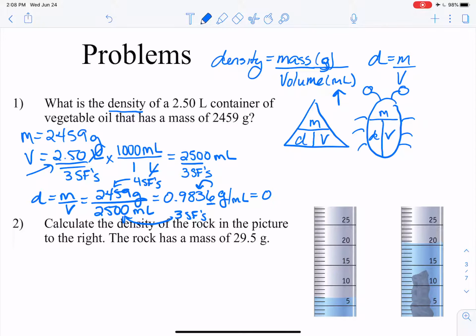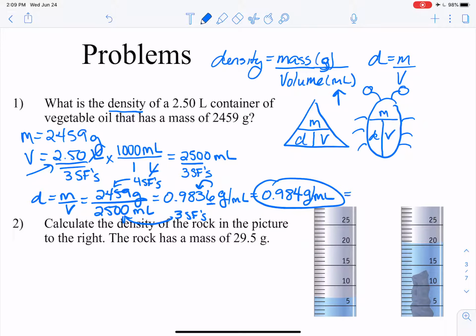So our final answer is going to be 0.9836 grams per milliliter. We could also write this as 0.983, excuse me, bad teacher, bad. What on earth was I doing there? I was just going on autopilot. 0.984, 3 sig figs, 0.984 grams per milliliter.